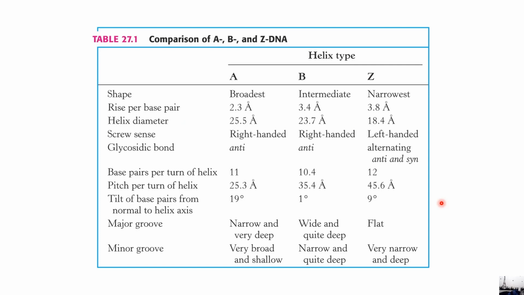This is a comparison of A, B, and Z DNA. You can take a look at it for some time. Regarding the shape, rise per base pair, helix diameter, sense of the helix, glycosidic bond, base pairs per turn of helix, pitch per turn of the helix, tilt of the base pairs from normal to the helix axis, major groove and minor groove.